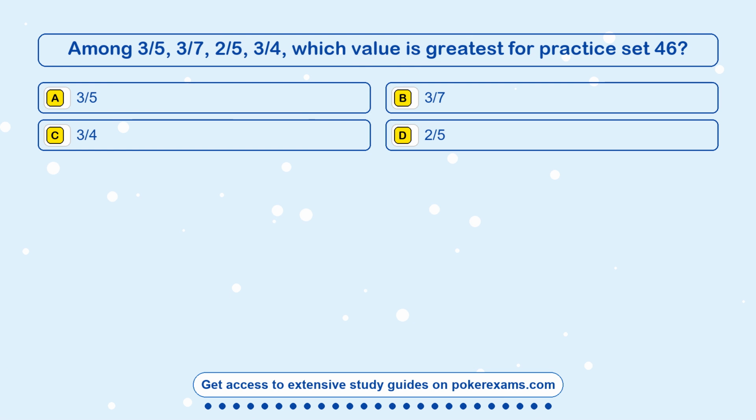Question 2. Among 3/5, 3/7, 2/5, 3/4, which value is greatest for practice set 46? Option A 3/5. Option B 3/7. Option C 3/4. Option D 2/5.